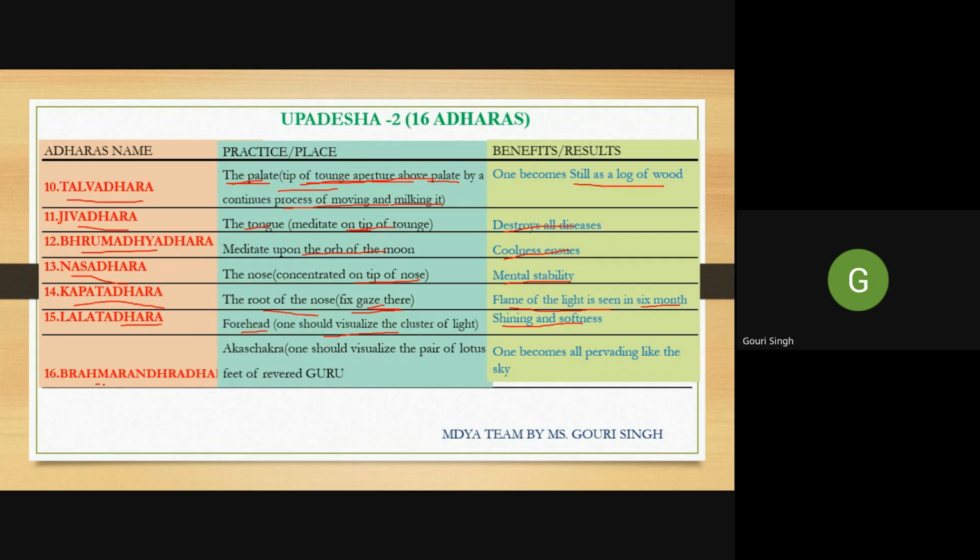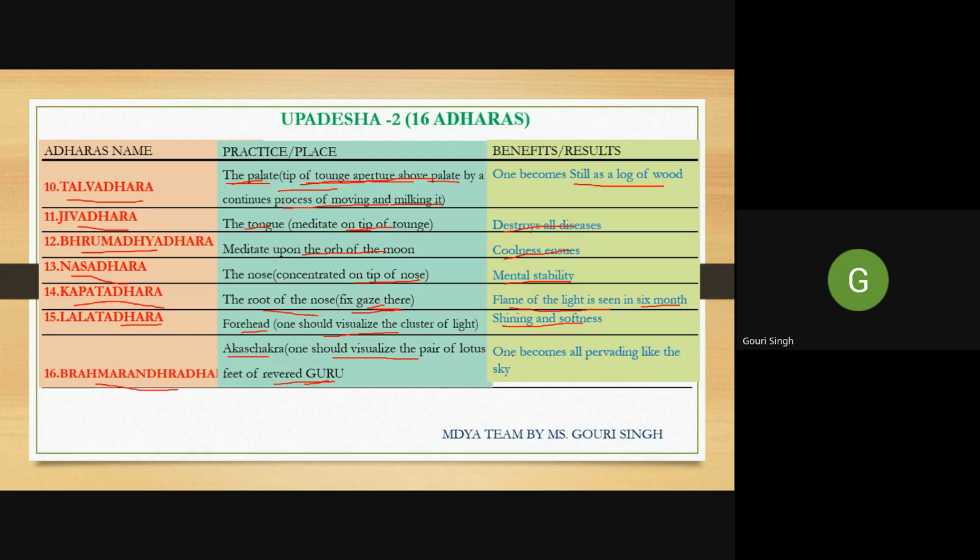And the last one is the Brahmarandra Adhara, that is the Akasa Chakra. One should visualize the pair of lotus feet of the revered Guru. Here it is very, very important. In Brahmarandra Adhara, the visualization during the meditation is the pair of lotus feet of the revered Guru, the Guru of the sadhak.